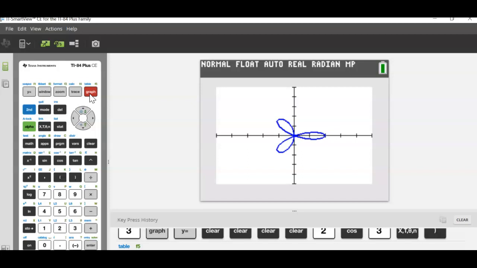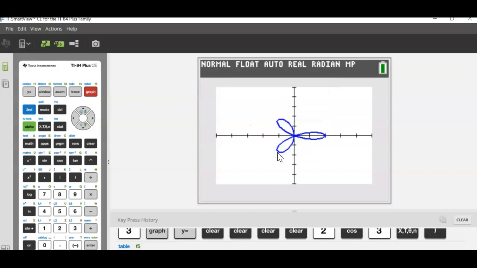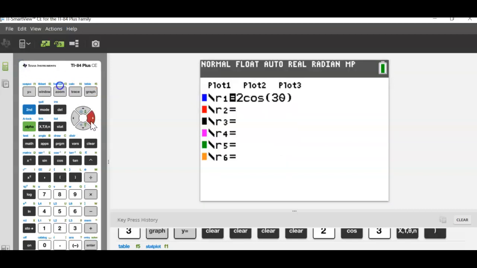Since I had 2 cosine 3 theta, that 2 tells me the length of the petal. Each petal goes 2 units. That goes 2 units. That goes 2 units. That coefficient tells me the length of the petals. And then the n value told me that I had 3 petals. It was 3, which was odd, so I had 3 petals. Let's go look at the next one, which I'm not going to flip back to the notes for. I'm just going to tell you.